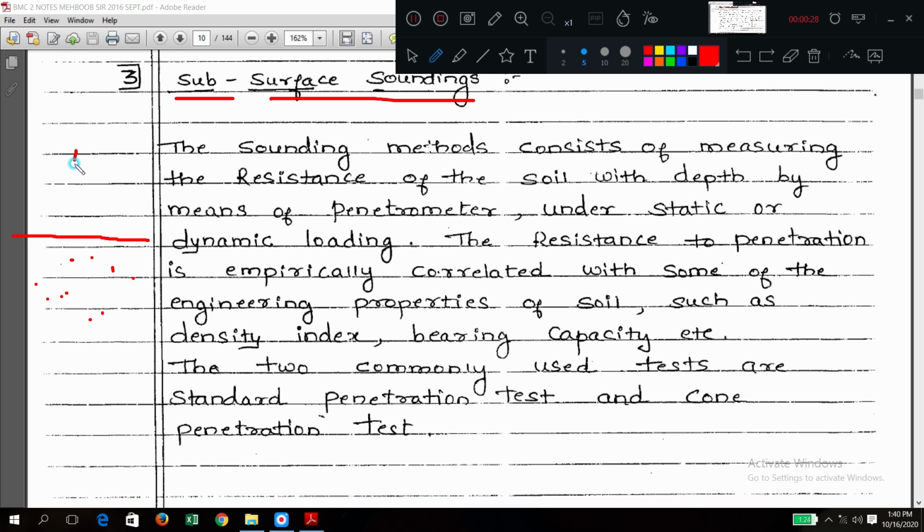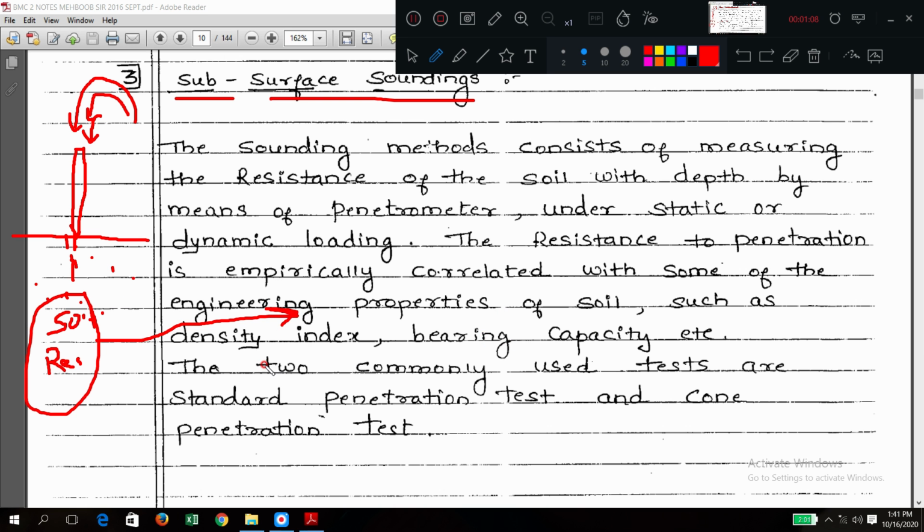So what you're going to do, there will be some standard penetrating equipments, so you apply some force and you measure how much it has got penetrated. You increase the force and again you check the penetration value. So again and again this value is taken down. So what you are doing, you are measuring soil resistance, or you can call it resistance to penetration. So resistance to penetration can also be linked to its engineering property.